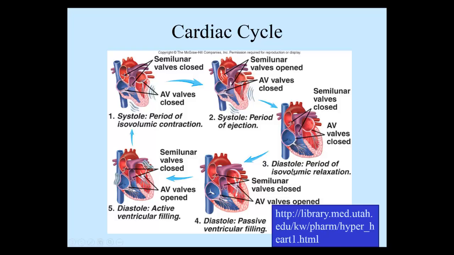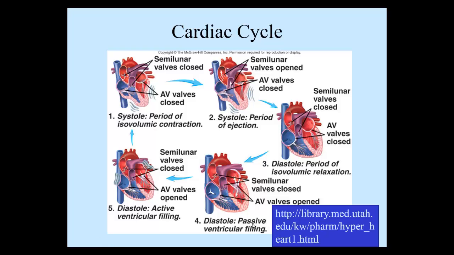The period of ejection occurs when the ventricles are contracting and blood is leaving the heart via the pulmonary artery and the aorta. Active ventricular filling occurs when the atria contract. That's the key thing to know. The difference between active and passive filling is that during active filling, the atria are contracting to actively fill the ventricles, and passive ventricular filling is when blood is returning to the heart, the AV valves are open, and the ventricles are passively filling.